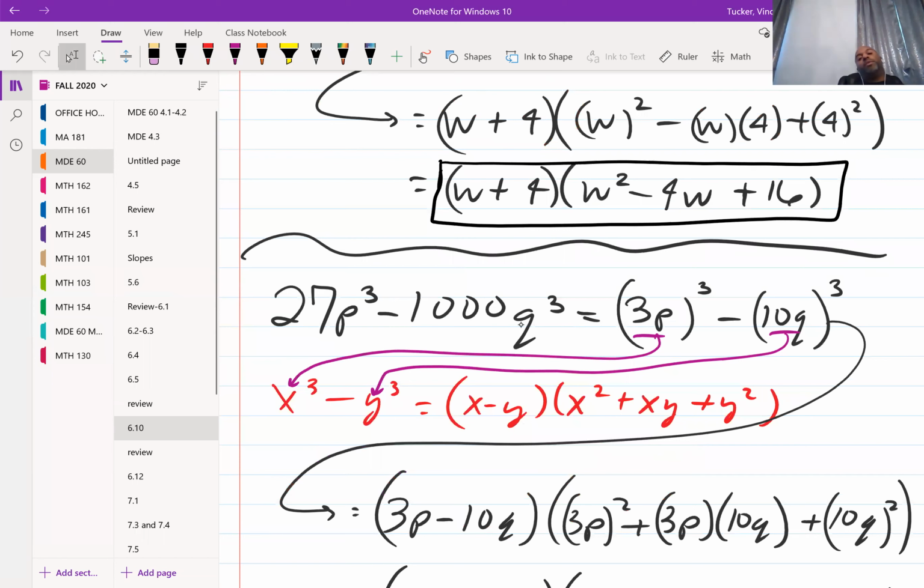All right, so once again, you put 3P where the first term X is, and 10Q where the second term Y is. That's what I did right here. That's why we have 3P minus 10Q, and then 3P squared plus 3P times 10Q plus 10Q squared. Any questions?